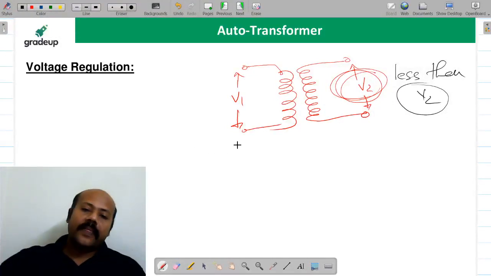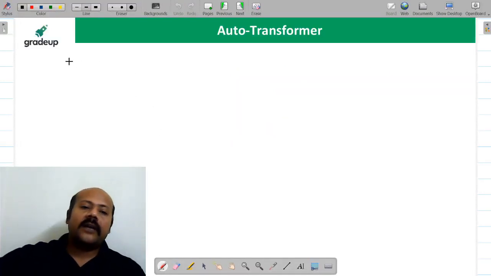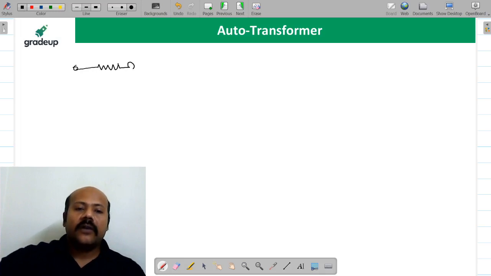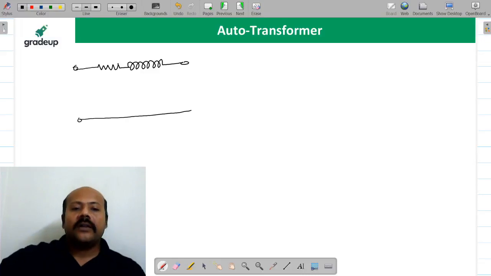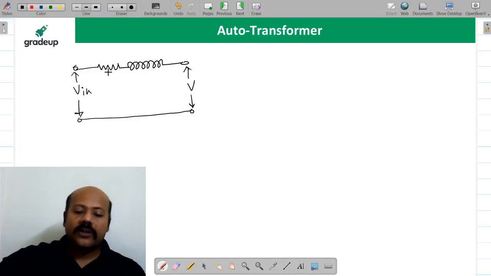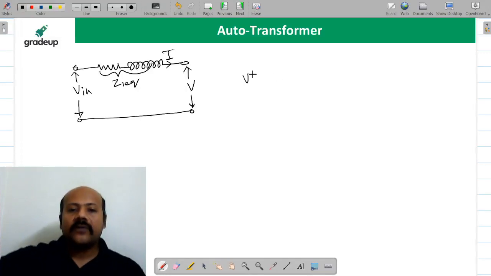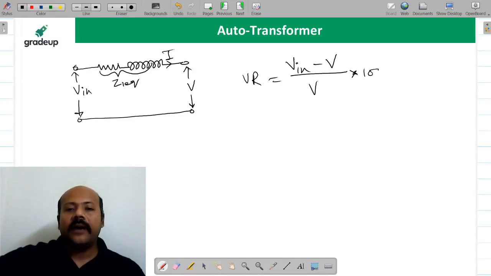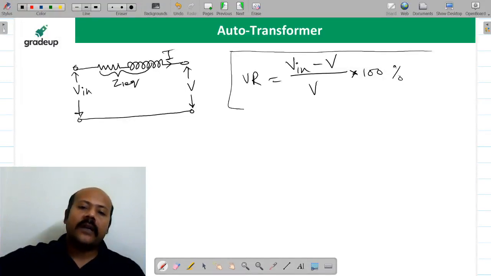Now suppose you have the equivalent circuit that we have just derived, to calculate the voltage regulation. Suppose this is the input voltage, we are saying this is input voltage V in, and this we are defining as the secondary load terminal voltage V2, or simply V. And suppose this is going to be Z1 equivalent, and the current is going to be I here. All of the approximations we have taken. So what is going to be the voltage regulation? The voltage regulation is going to be V in minus V upon V multiplied by 100%.